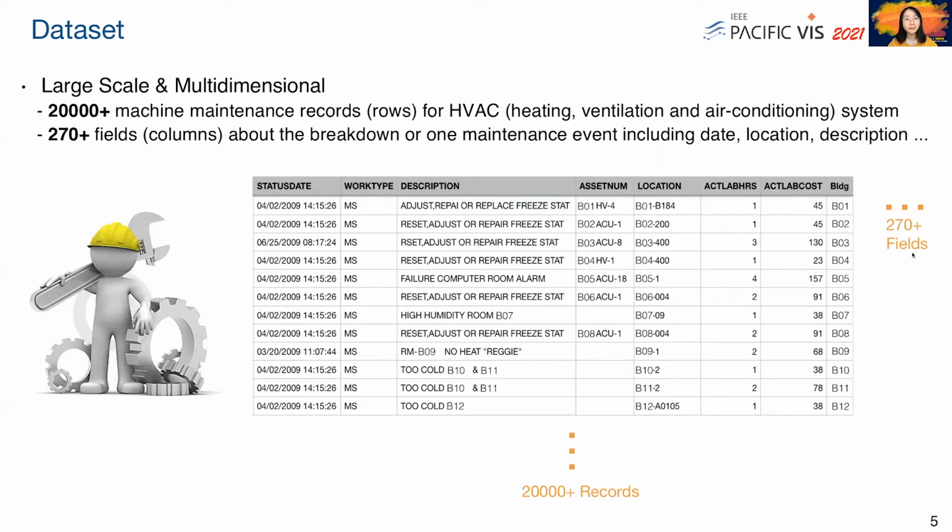In this dataset, each row represents one maintenance event or one breakdown with multiple fields, such as the date and the location of the maintenance, the description of it, and the labor hours or cost of it. So it tends to be high dimensional. Actually, there are more than 270 fields stored in the log. And as such records accumulate, the scale of the dataset also increases rapidly. For our dataset, there are more than 20,000 records to process.